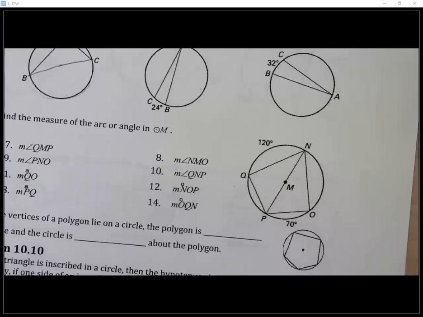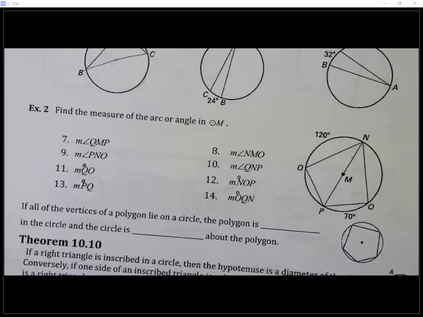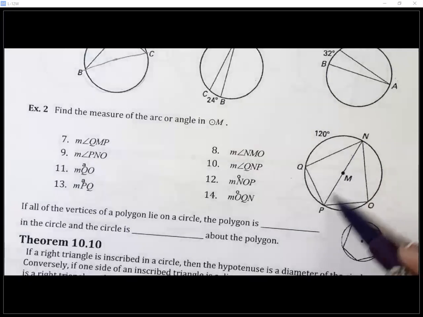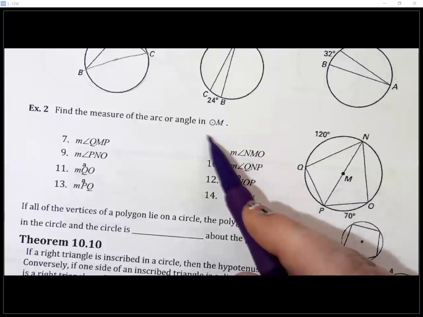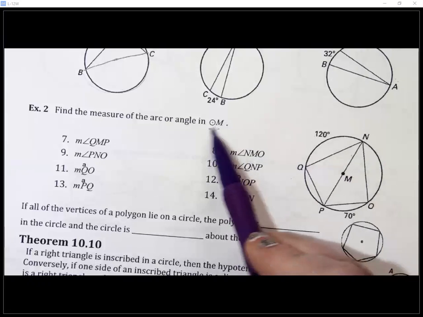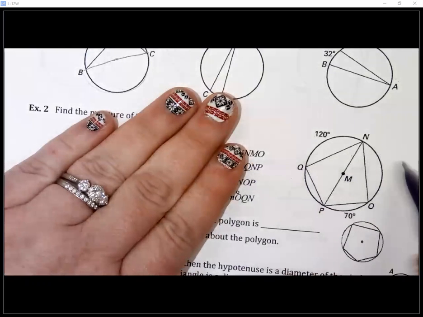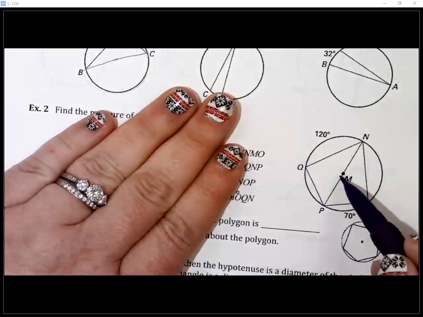All right, let's look at example number 2. What are they asking us to do here? So here they want us to find the measure of the arc or the angle. When you see something drawn like this, you know that M is the center. How do I know? Because they're calling it circle M. Even if they didn't call it circle M, if it's drawn like this and there's a dot that looks reasonably in the middle, you can assume that that's the center.